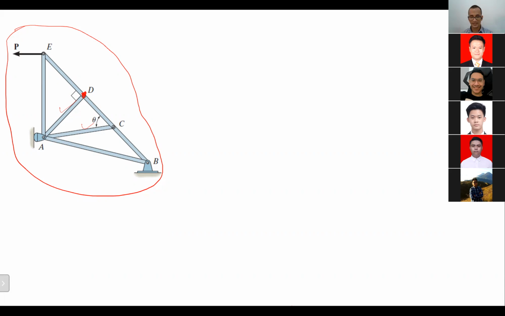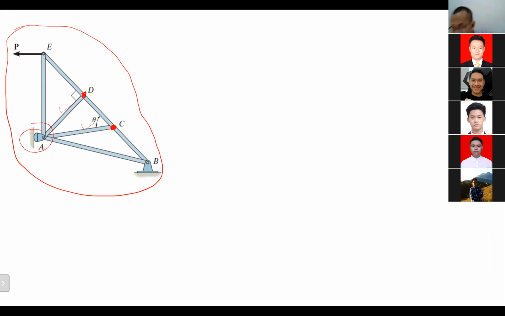Maybe they are non-collinear, AD and AC, and then there's no force acting. Yes, and there's no force acting on A. No, there is a force acting on A because there is a roller there. So the reason is not because of joint A, but the reason behind it is when you take a look at joint D and joint C. That's the reason why AD and AC are both zero force members.